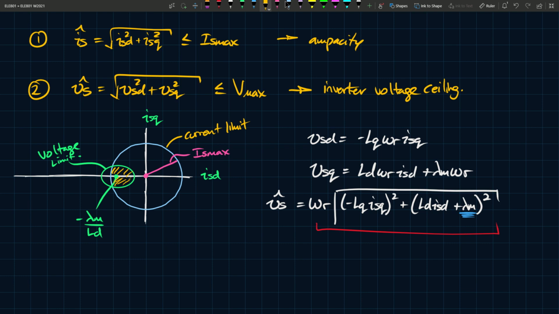So the challenge then is, if we want to achieve field weakening, you have to have the smallest negative ISD that gives you a certain speed.